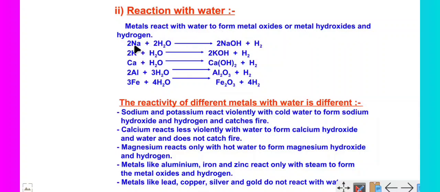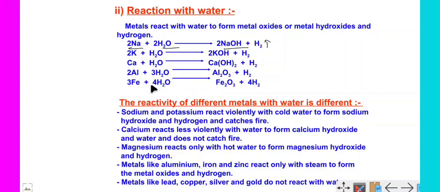In the first case, metals react with water to form what? Metal hydroxide. That means sodium reacting with water gives sodium hydroxide, plus hydrogen gas is evolved. Similarly, potassium plus water gives potassium hydroxide plus hydrogen molecule. Calcium plus water gives calcium hydroxide plus hydrogen molecule. Aluminum plus water similarly gives aluminum oxide plus hydrogen molecule.